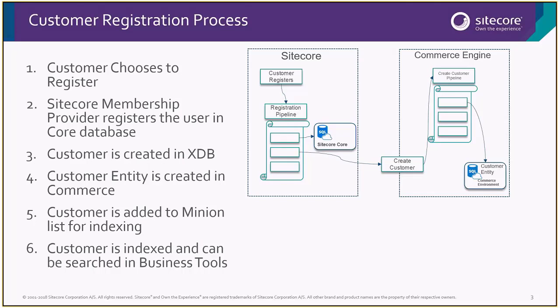We also add the order to a list that is used for indexing. So as soon as the customer is created, we add it to an index list, and we have a separate asynchronous process called a minion behind the scenes, which will pick up that order or that customer and walk it through and index it into the search index. And this allows us to find that customer via search from the business tools.